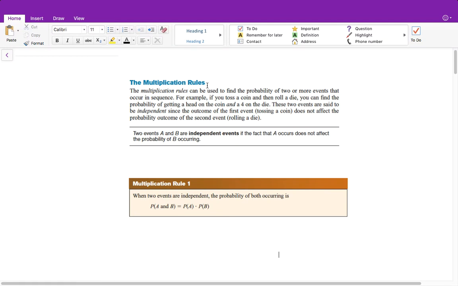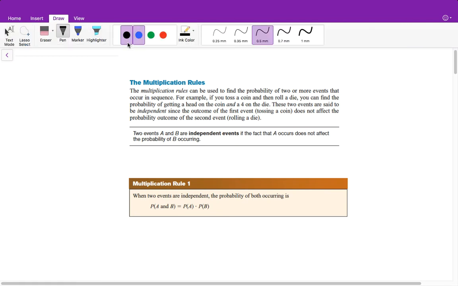All right, so now we're going to extend our probability that we've been learning about. So the one we're first going to go over is called the multiplication rules. And it's two different events that we want to look at. It's one where we have independent events, and then another one where we have dependent events.